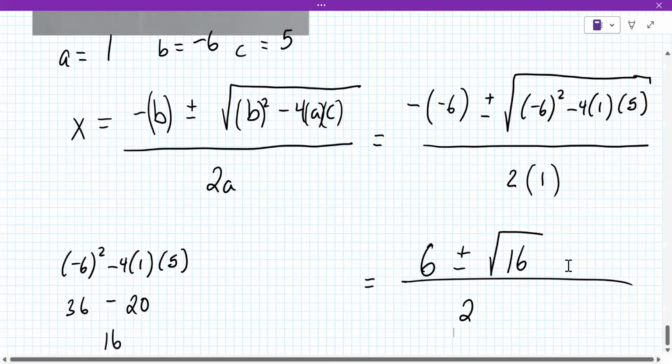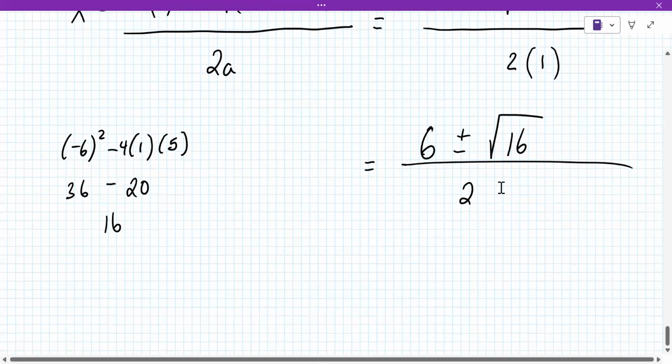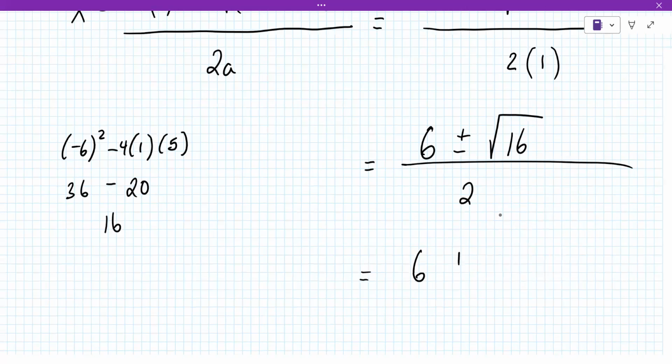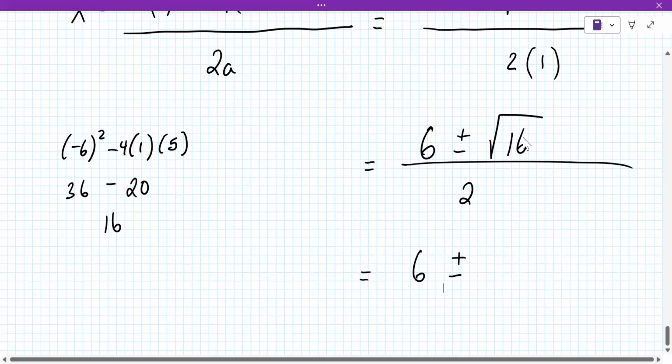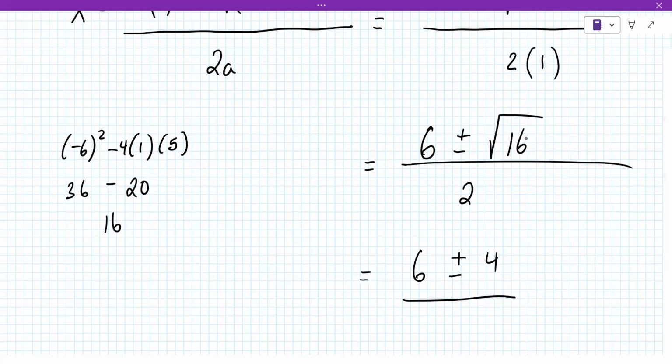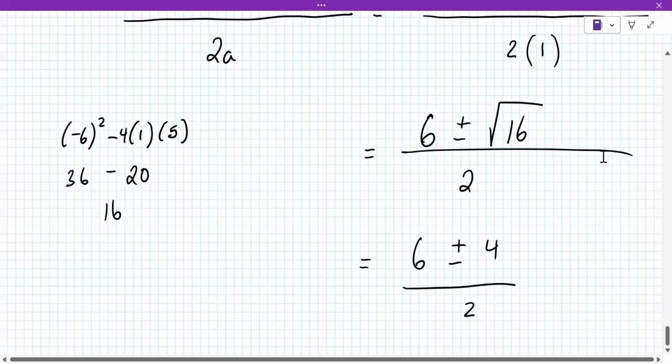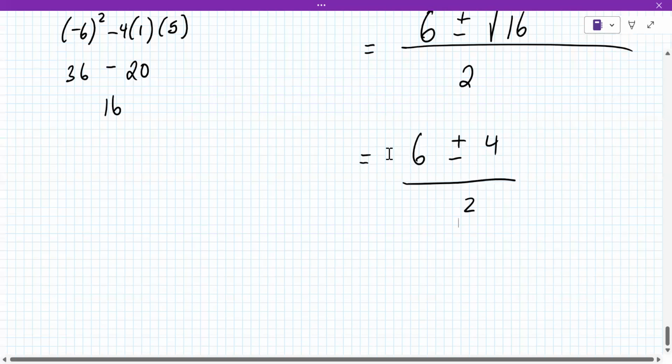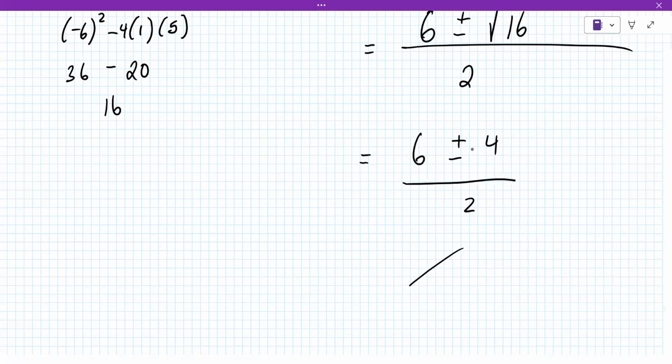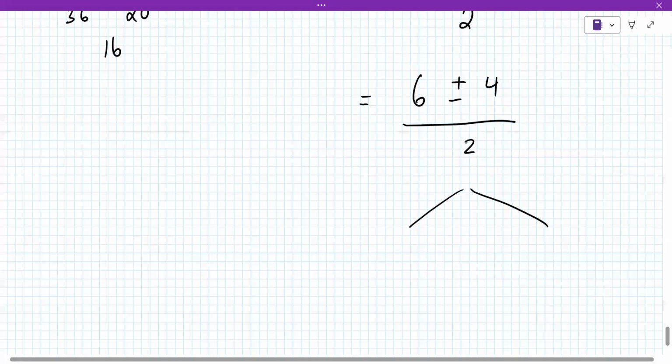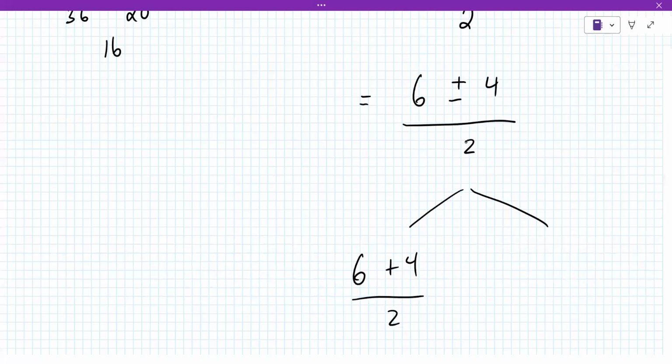Okay. That would be 3. Wait. Don't simplify here. There's a few things that could go wrong, so I want to clarify those. What is the square root of 16? 4. Okay. Now you started dividing, but you have to do it after you add and then subtract. There's really two things here: 6 plus 4 divided by 2, and 6 minus 4 divided by 2.